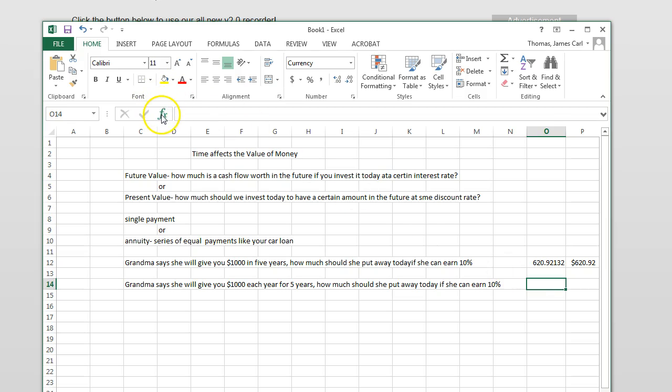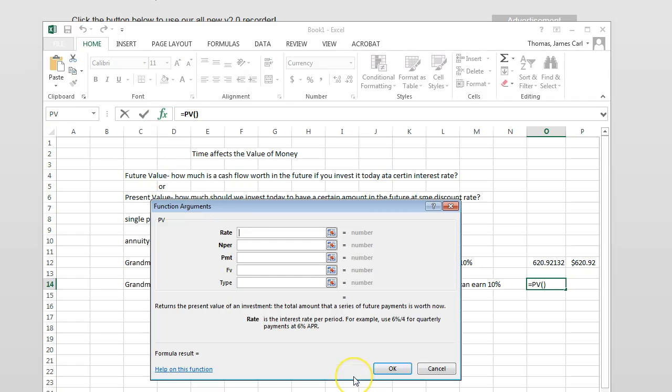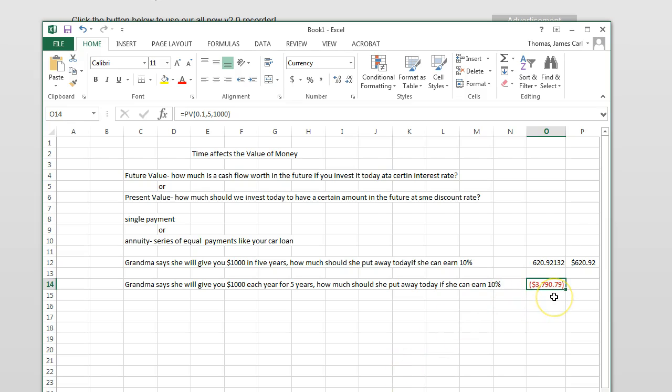This time we're going to use a present value function and plop that in. A rate of 10%, number of periods, because it's going to be one payment a year for 5 years, we're going to have 5, and our payment's going to be $1,000. Okay, I'm going to click OK. It came out negative, and it looks as though Grandma's got to put away $3,791 to be able to give you your $1,000 a year for 5 years.